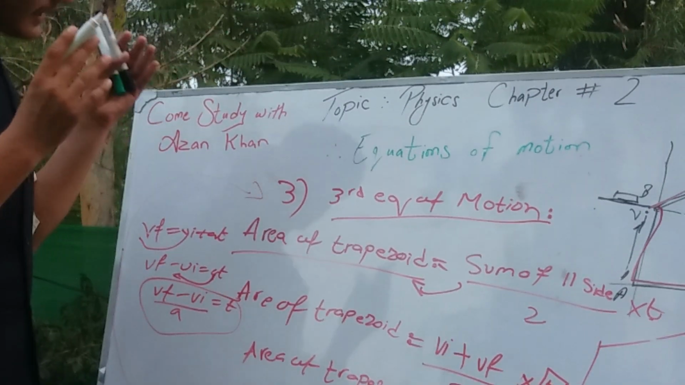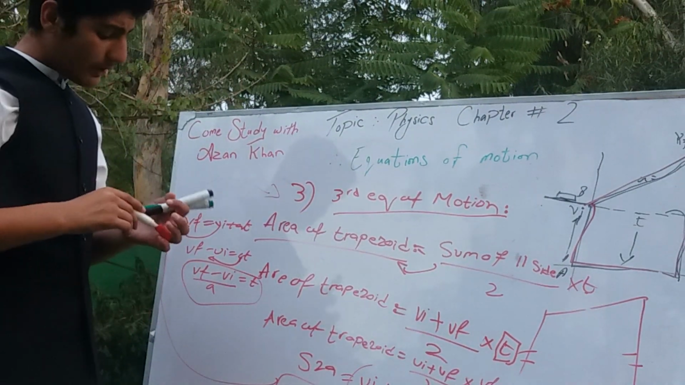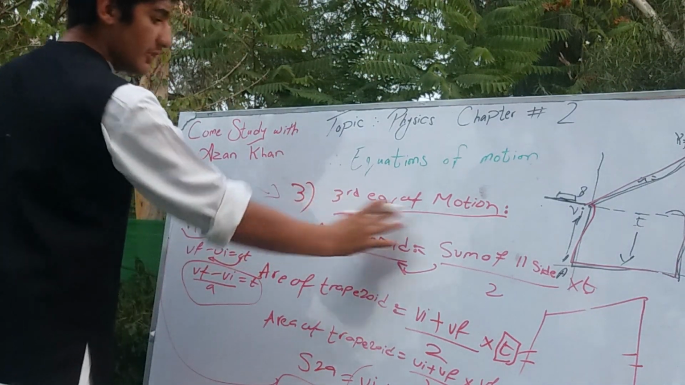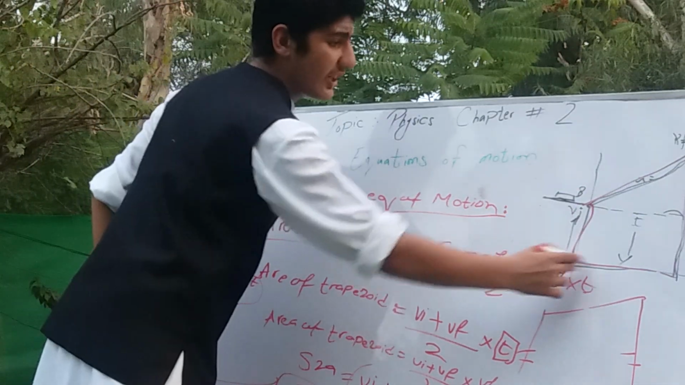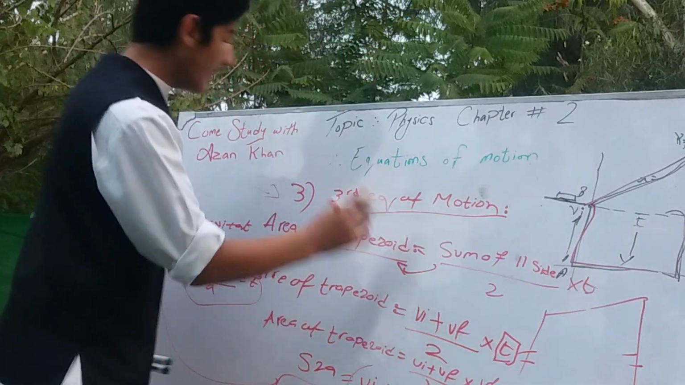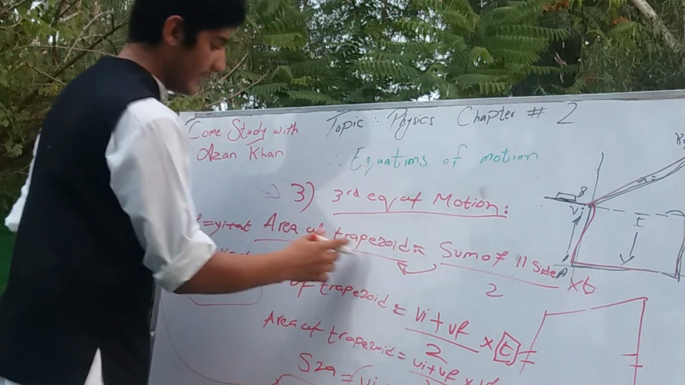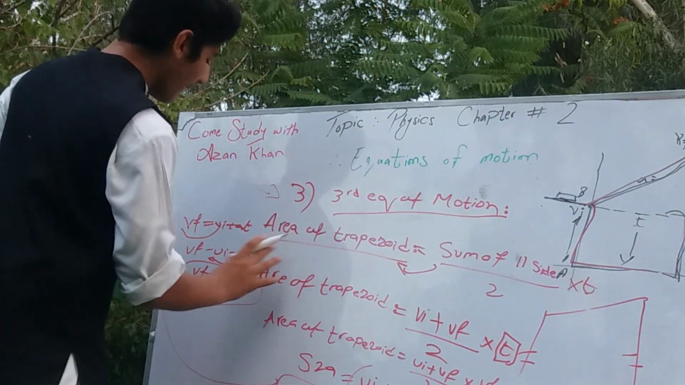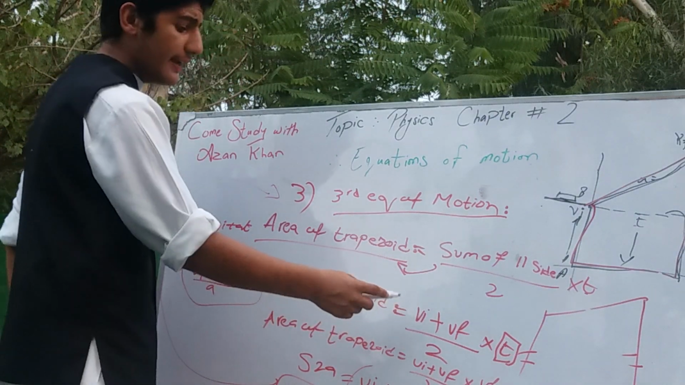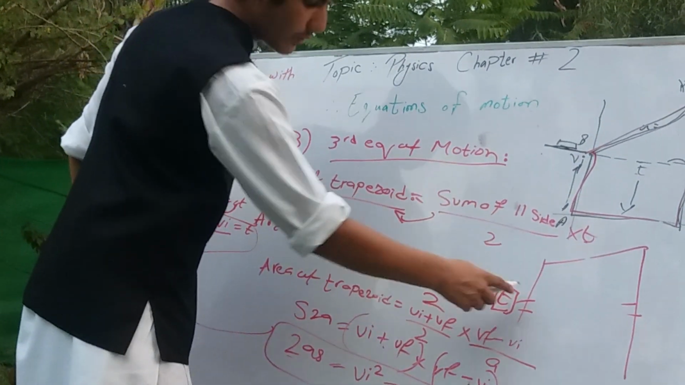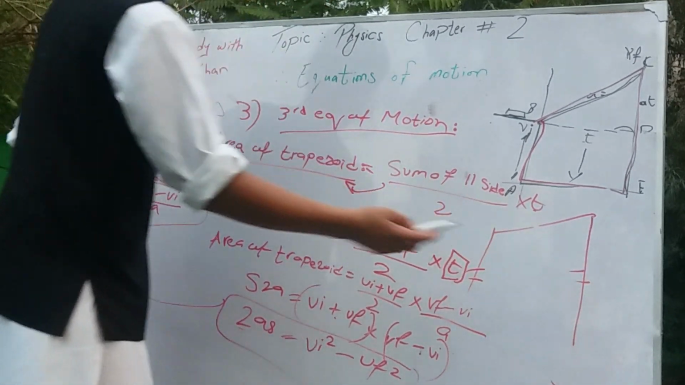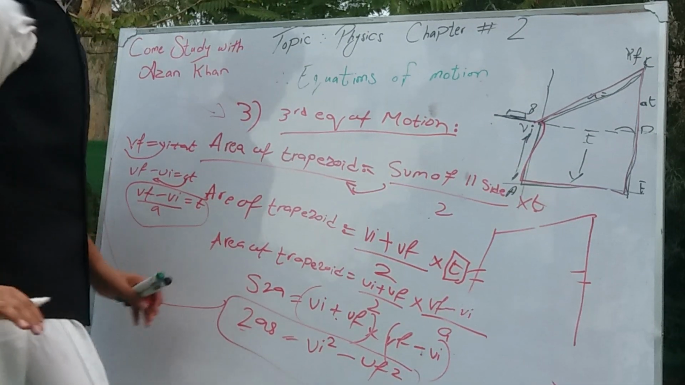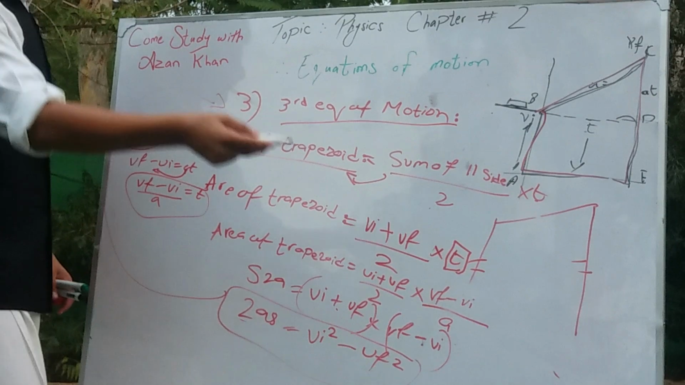I hope you all will get a great understanding from this video. Now I should repeat it for your easiness. For the third equation of motion, this was the shape, and the shape is known as a trapezoid. What is the area of a trapezoid? Sum of parallel sides divided by 2 multiplied by height. t was the height. Now the area of the trapezoid is equal to Vi plus Vf divided by 2, multiplied by t. Now we have to find t from the first equation of motion.